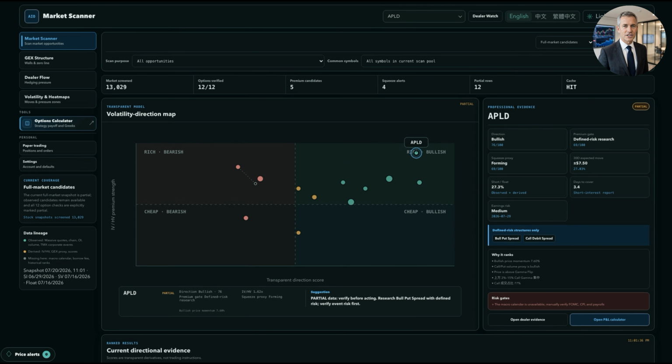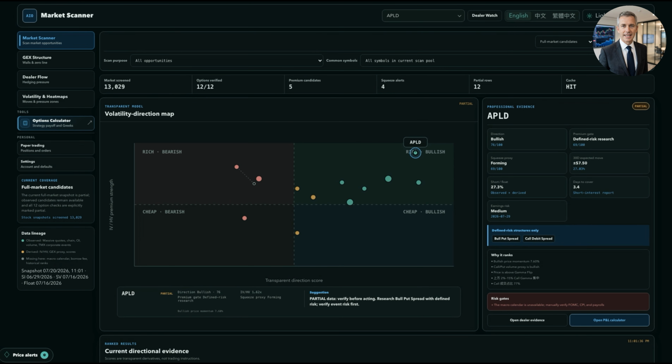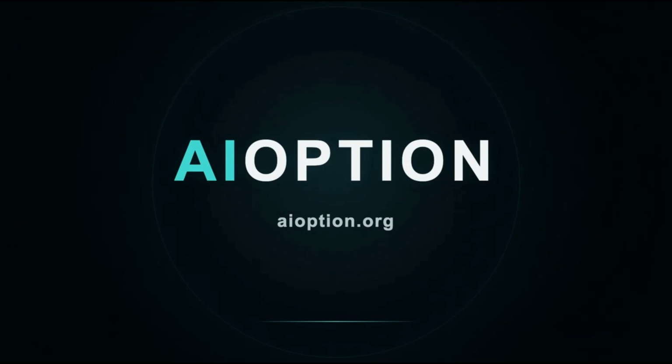Scan the market first each day. Then use GEX, dealer flow, and volatility heat maps for cross-checking. After finding key levels, set alerts. Put ideas into a paper trading watch list, then use the options calculator to check risk. Do not rely on a single indicator.